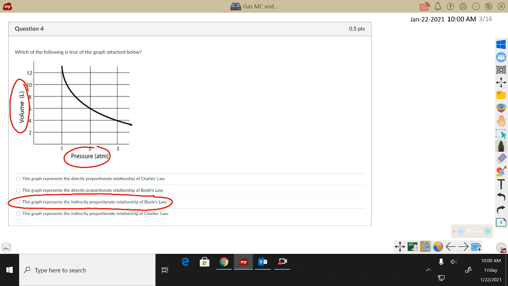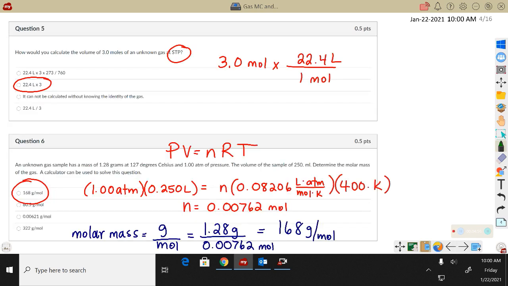That's a good one. Number 5. This number, 22.4 liters, that is in your AP equation packet. It's kind of a constant. It's known as the molar volume of any gas at standard temperature and pressure. So you do have to be at STP, standard temperature and pressure.